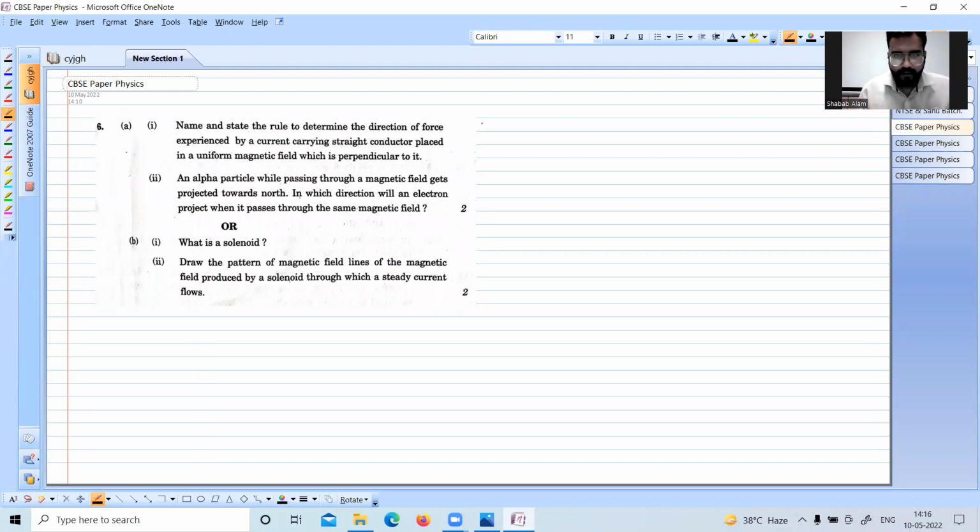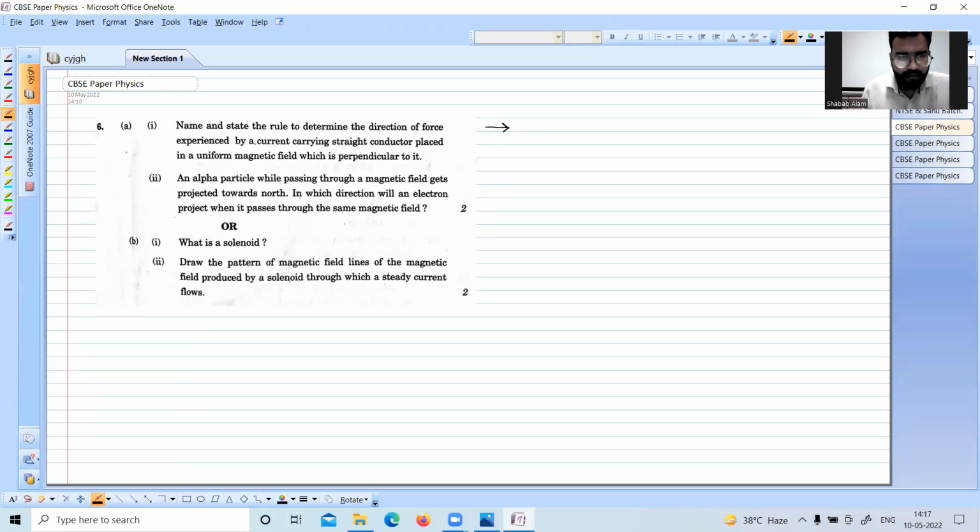So today was the paper of physics, basically science, and we are going to talk about the part of physics, the solution of the questions asked in the question paper. So in question number 6, the first A part, we have the first part. Name and state the rule to determine the direction of force experienced by the current carrying straight conductor placed in a uniform magnetic field which is perpendicular to it.